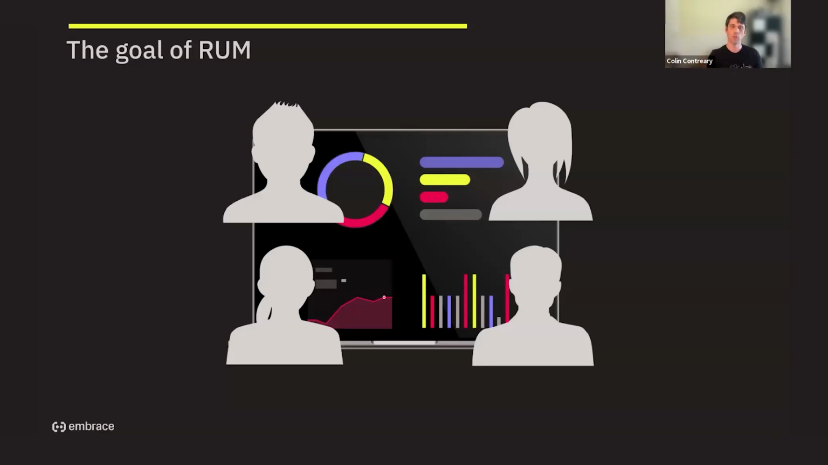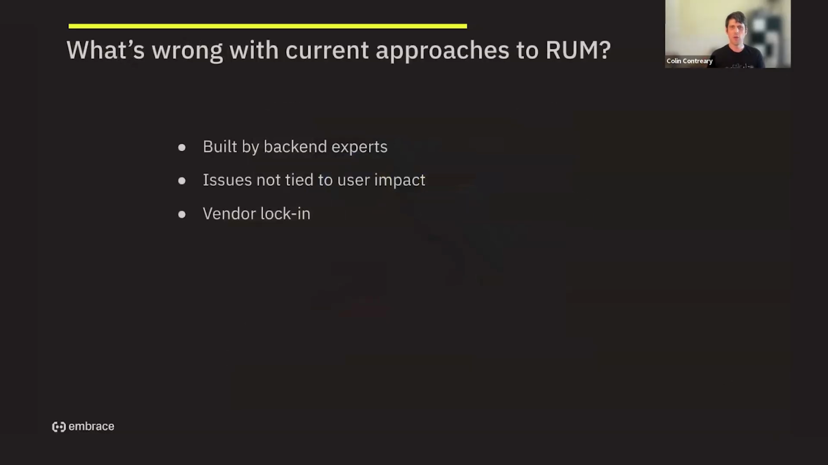So, well, then what's wrong with current approaches to RUM? We can break down these shortcomings in three broad categories. First, they're built primarily by backend experts, right? They're an add-on feature to a backend-focused observability product, and the needs of your front end team to understand user experiences are completely different from those of your reliability team operating your complex backend infrastructure and applications.